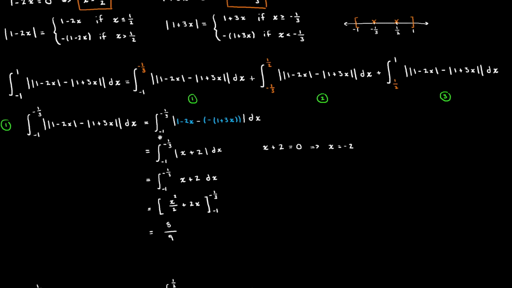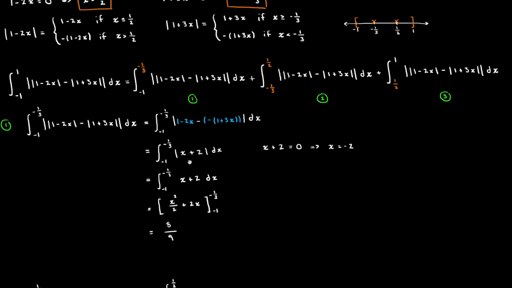We have the integral from -1 to -1/3. So don't forget the outside absolute values, but inside you can see the absolute value of 1 minus 2x is just itself, whereas for the absolute value of 1 plus 3x, I can drop the absolute values, you just have to multiply by a minus sign. We simplify this and we get the absolute value of x plus 2. And now we just have another basic absolute value integral, right? You can do the same steps.